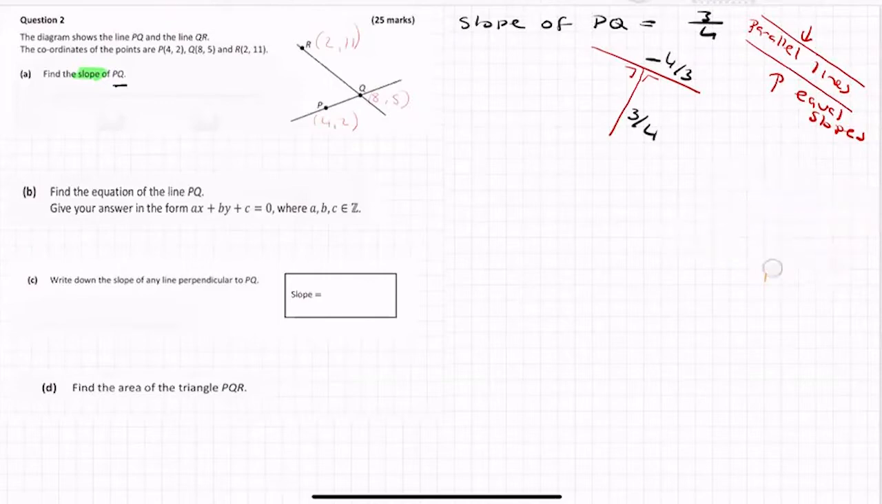And there's no more to it. It is as easy as that. So the answer to part C then is -4/3. Okay, turn it upside down, change the sign.